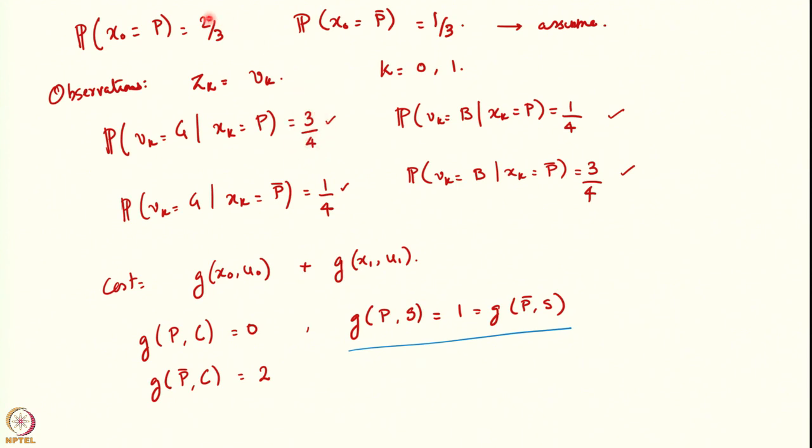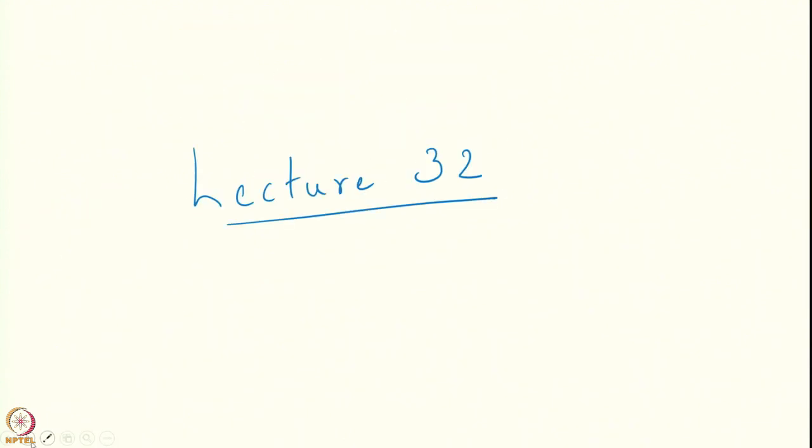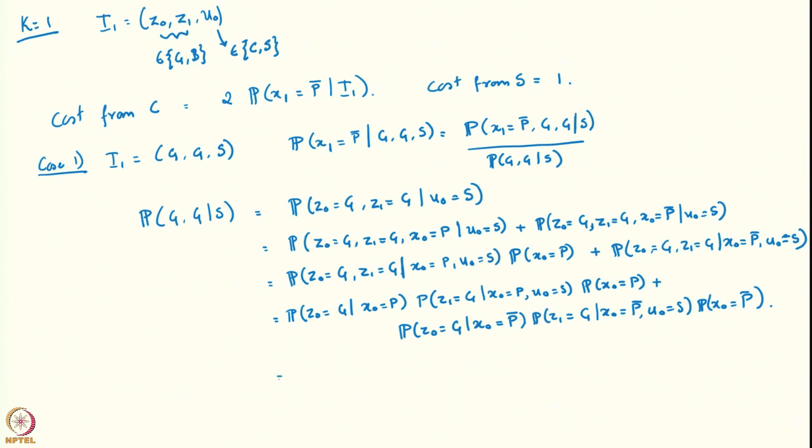The probability that the machine itself starts in a proper state is actually 2/3, right. So we can compute all of these things here and conclude that this quantity is 2/3 times 3/4. This is the probability that the machine starts in a proper state and you get an observation g, plus the probability that the machine starts in a bad state and you get an observation good, that is 1/3 into 1/4. So this gives us the probability of getting observation g at time 0.